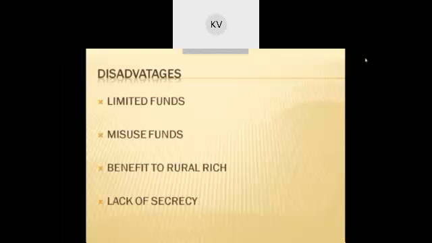Rich farmers with vast tracts of land produce surplus quantities, and the services of cooperatives such as processing, grading, correct payment, and fair prices actually benefit them. Lack of secrecy. You cannot maintain secrecy in the cooperative society. Everything is an open book. Okay.